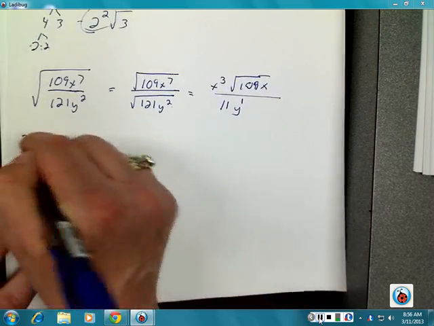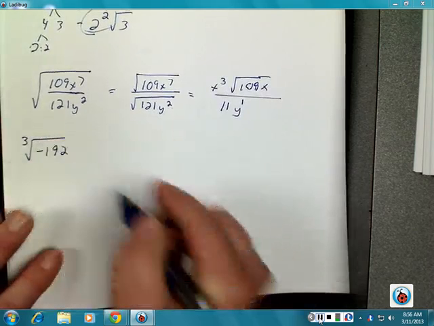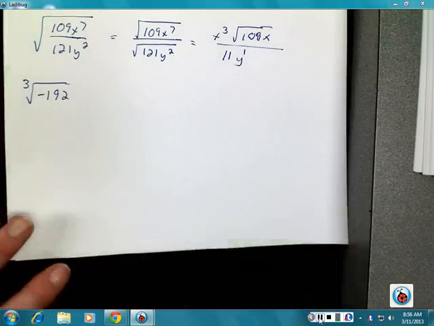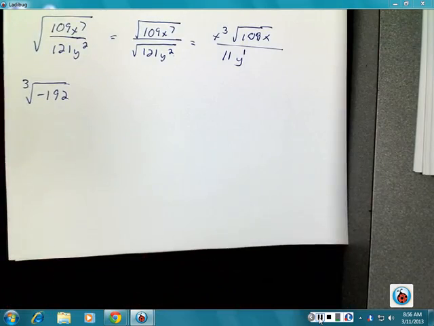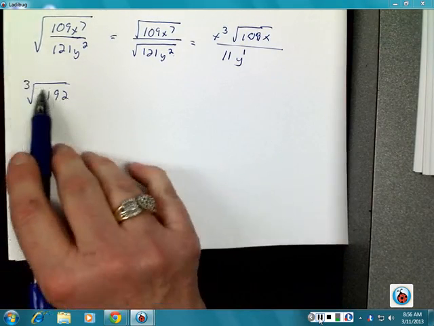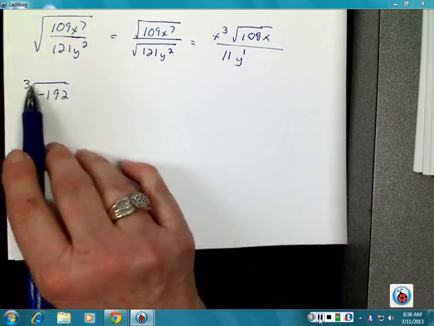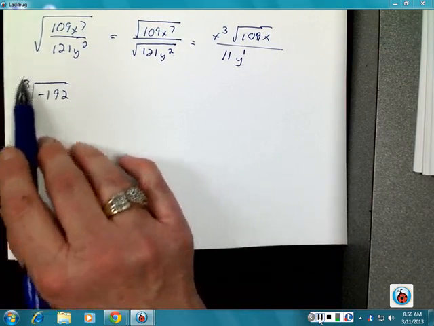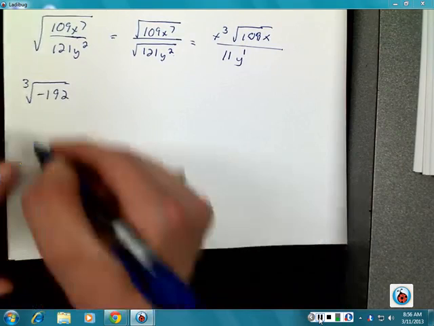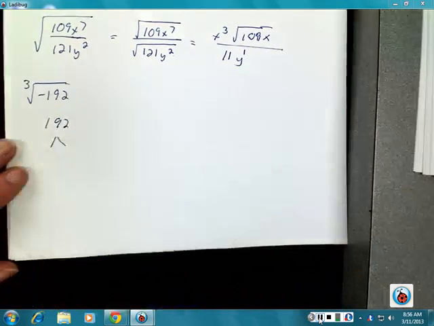How about this one? Cube root of a negative 192. You can't do it, it's even. What was that? You can't do it, it's even. Oh, no, because the index is odd, I can do it. Just be careful because this has got to be an odd index in order to do that. So then you're going to take your 192 and break it apart.